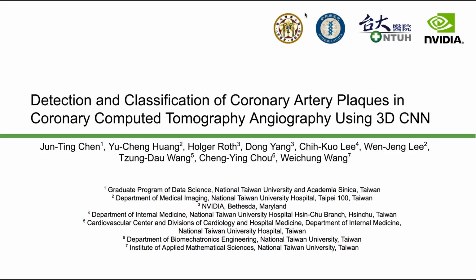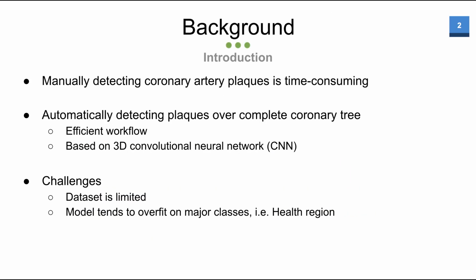Everyone, my name is Jun-Ting Chen, and I come from the Graduate Program of Data Science, National Taiwan University, and Academia Sinica. In this video, I will briefly talk about our recent work, detection and classification of coronary artery plaque in coronary computed tomographic angiography, or CCTA for short, using 3D CNN.